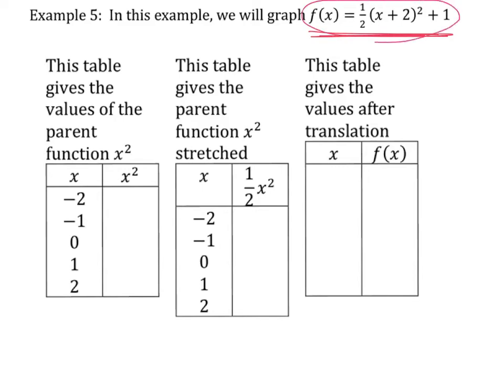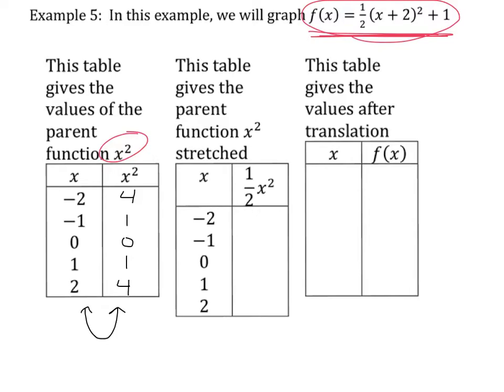This function is clearly based off of x squared, so I'll start with a table of values that's just x squared. And this should be really fast. All I have to do is square each of these input values, right? So my outputs here will be 4, 1, 0, 1, and 4. Marvelous. Great, we've got that. This is kind of like in the previous video where we started with what the basic parabola looked like, right?